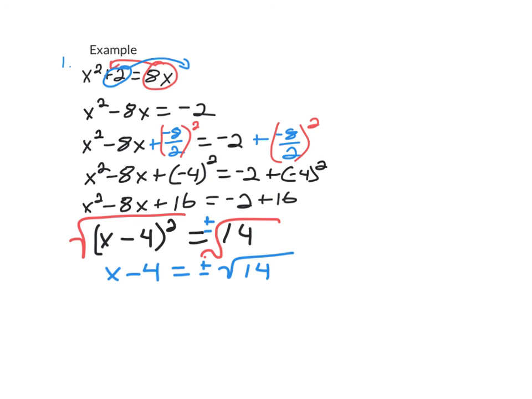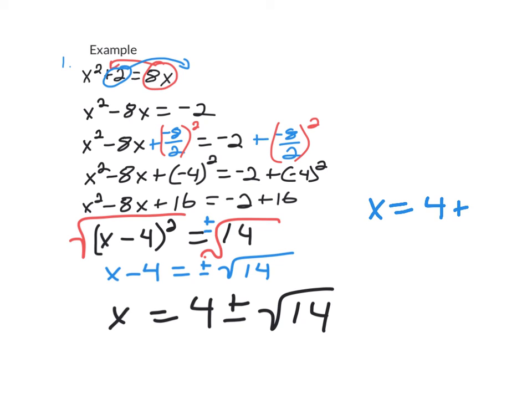But let's go ahead and write it out like that. All right, what I'm going to do is write x equals, and then I'm going to bring the negative 4 over as a positive 4, and then it's plus or minus the square root of 14. Okay, and this is your two answers. We could write it out separately like this. We could say that x equals 4 plus the square root of 14, and x equals 4 minus the square root of 14.